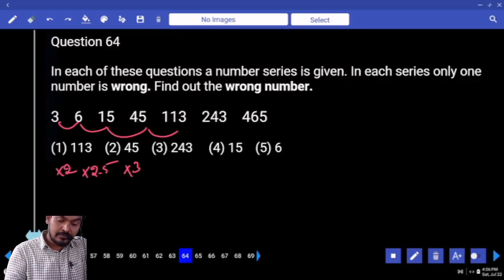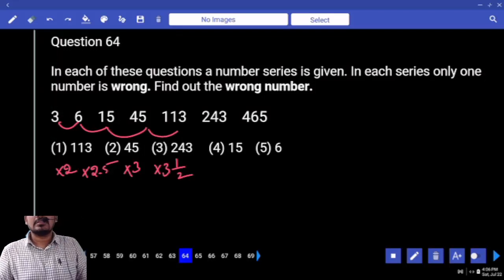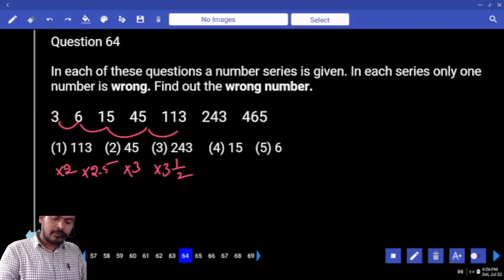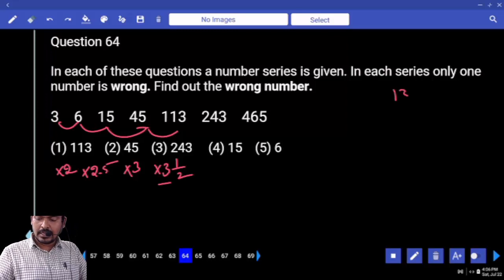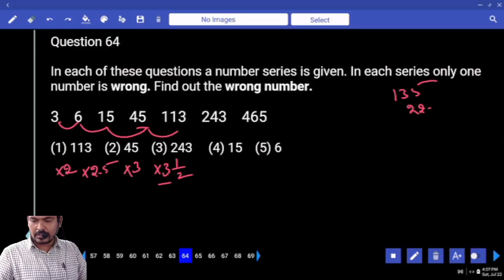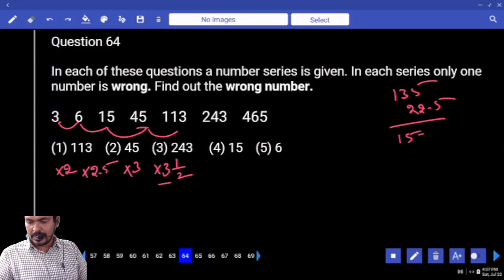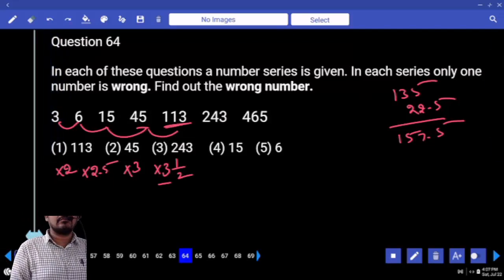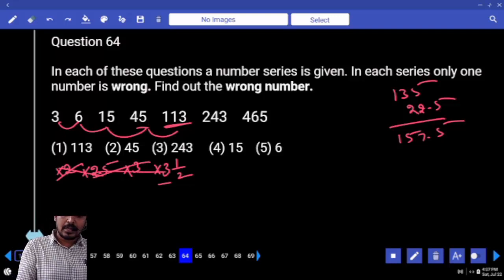45. 45 into 3 and a half. Into 2, into 2 and a half, into 3, into 3 and a half. 45 into 3 is 135. What is half of 45? 22.5. Total it is 157.5. Suppose in place of 113 we write 157.5. Next one we write 4 times around, meaning it will be more than 600. So this one is not possible.